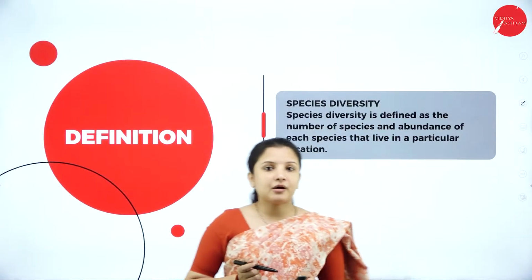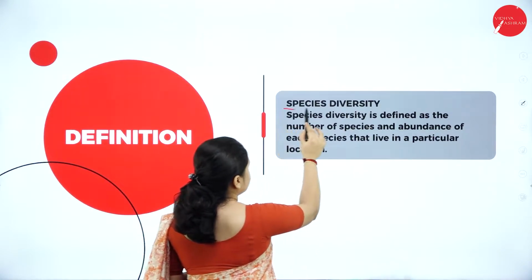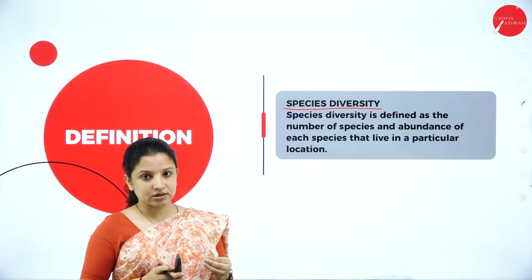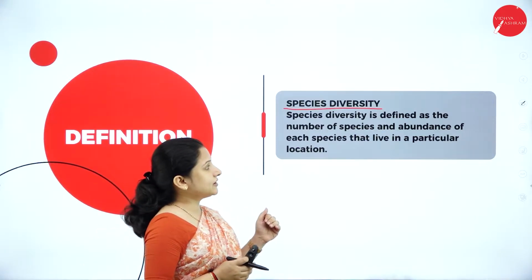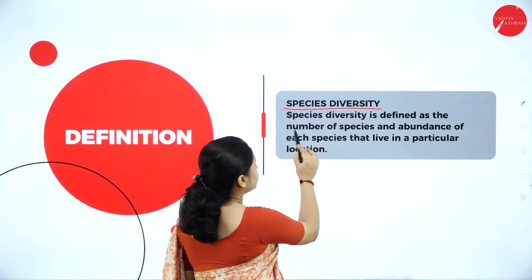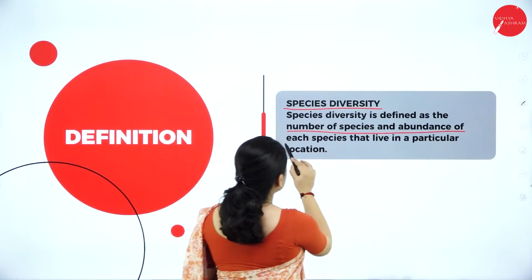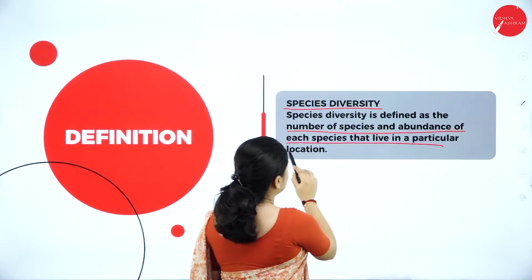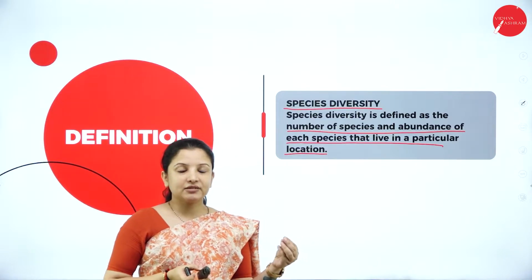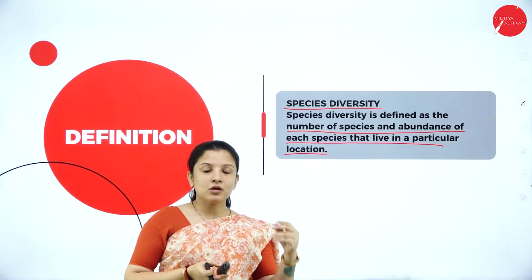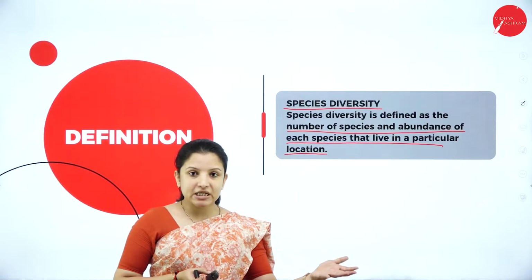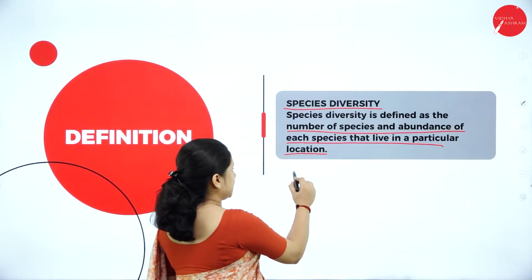So next, talking about species diversity. Here, genetic diversity means it is related to the genes. When we talk about species diversity, it is defined as the number of species and the abundance of each of these species that live in a particular location. Say, for example, genetic diversity means we have different varieties of mango, right? So mango, Mangifera indica, for example, is a species here.